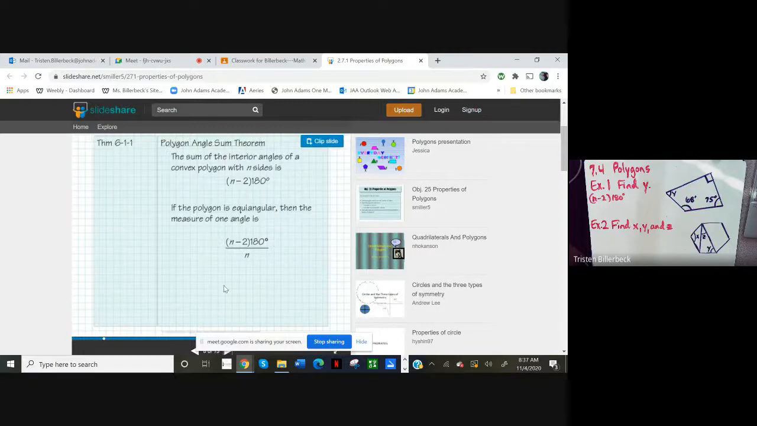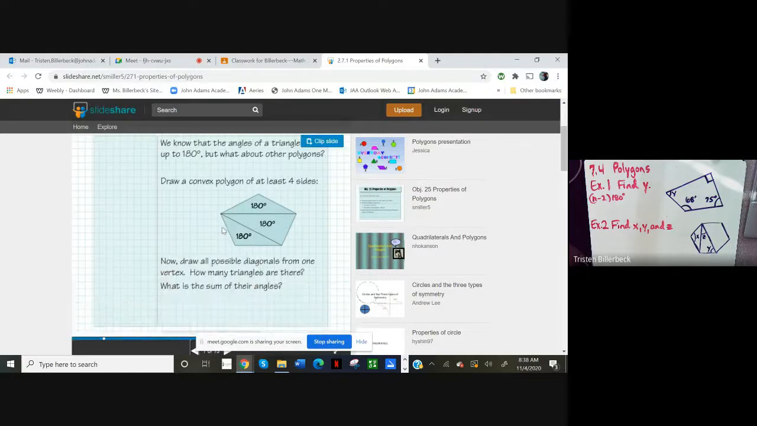The Polygon Angle Sum theorem says that the sum of the interior angles of a convex polygon, so it can't be concave, with n sides is (n minus 2) times 180. If the polygon is equiangular, so all the angles on the inside have the same measure, then the measure of one angle can be found by (n minus 2) times 180, divided by n, where the number of sides is n.